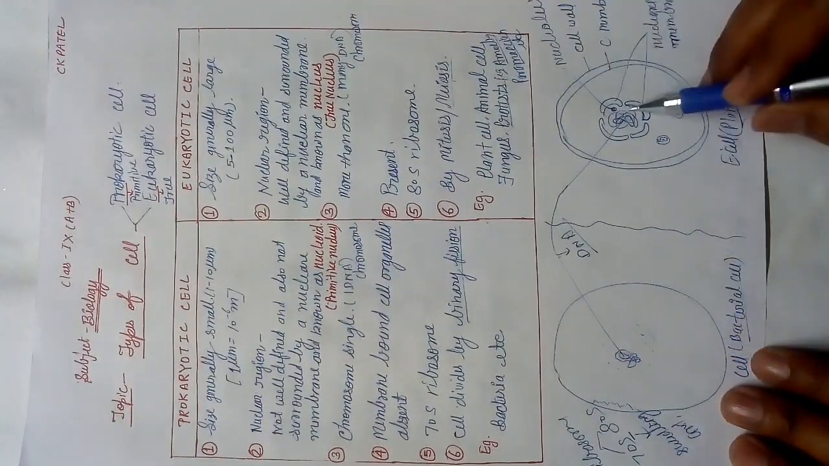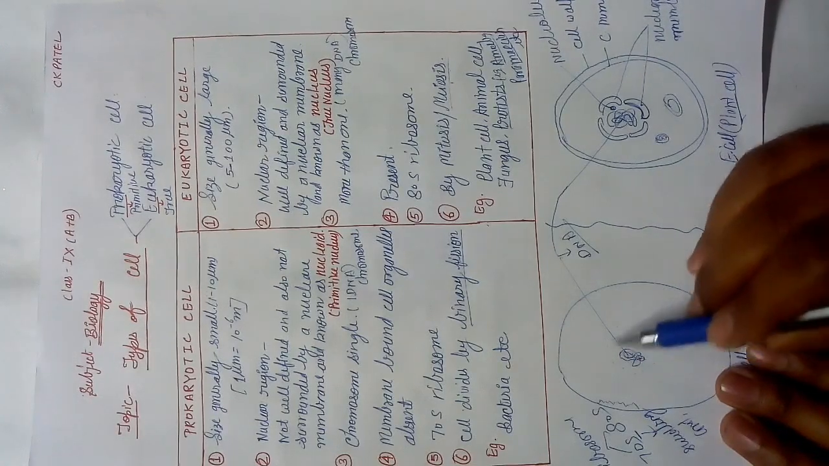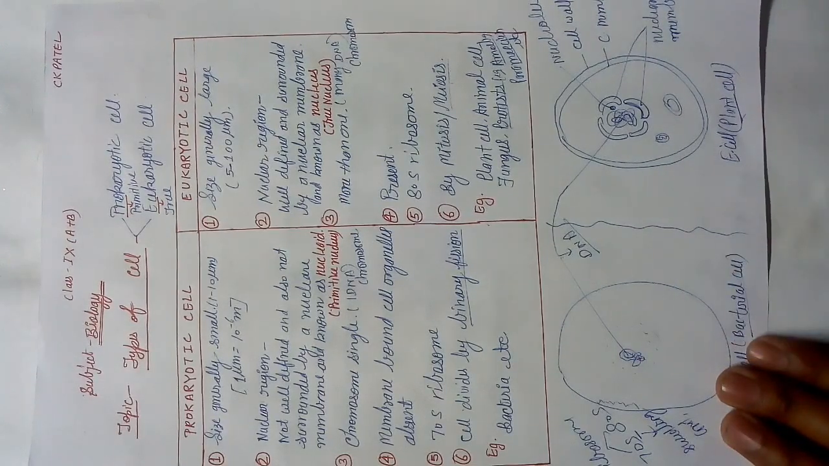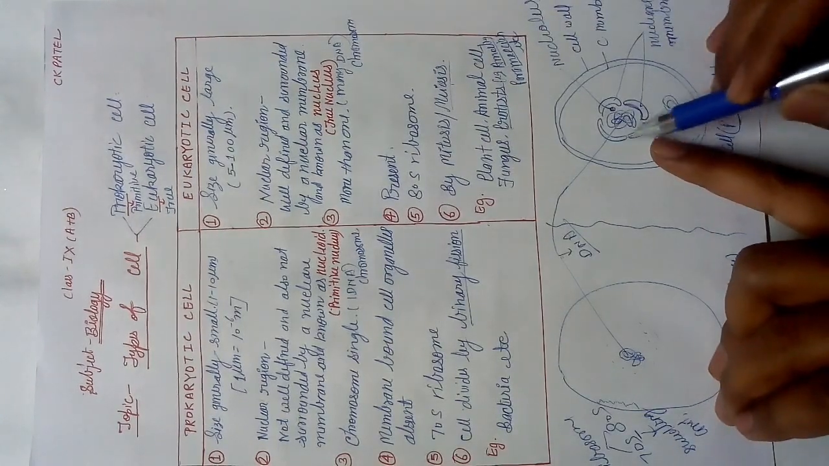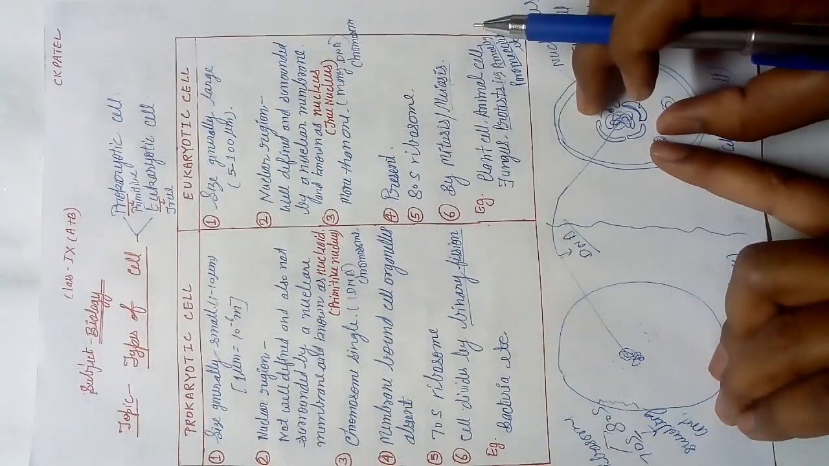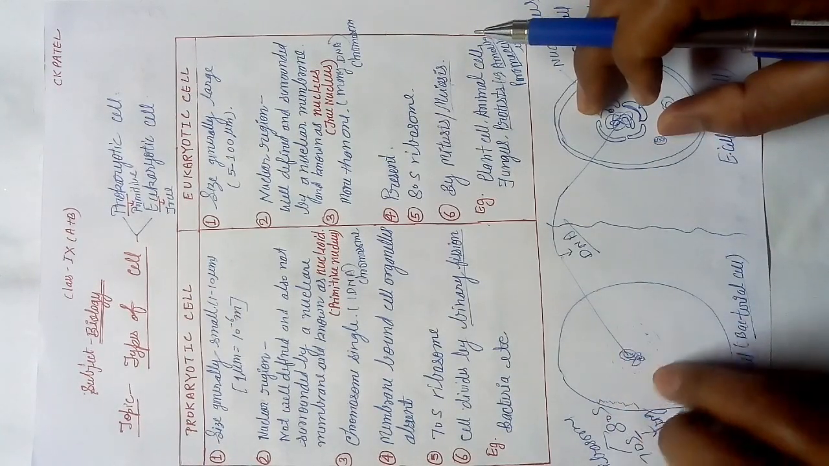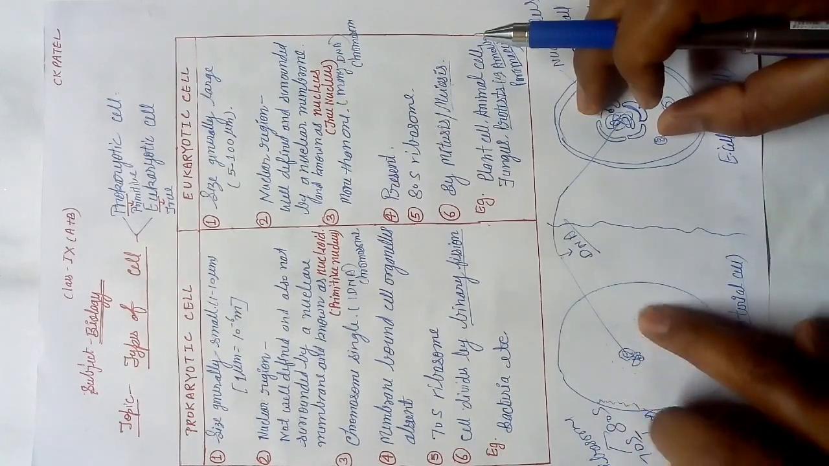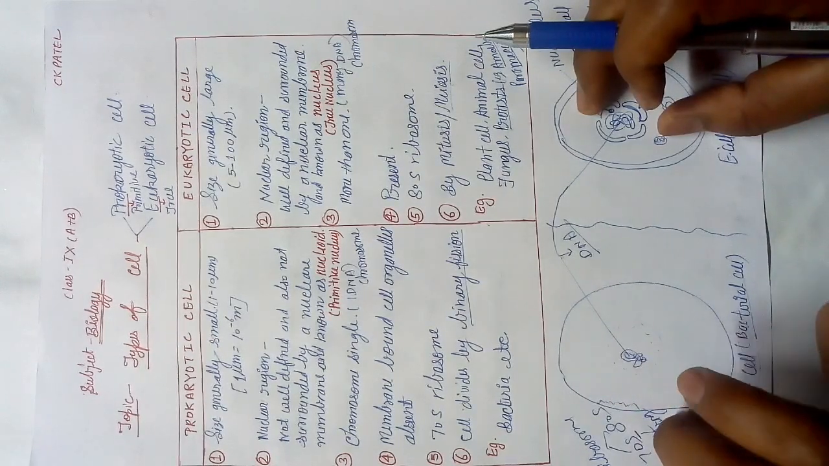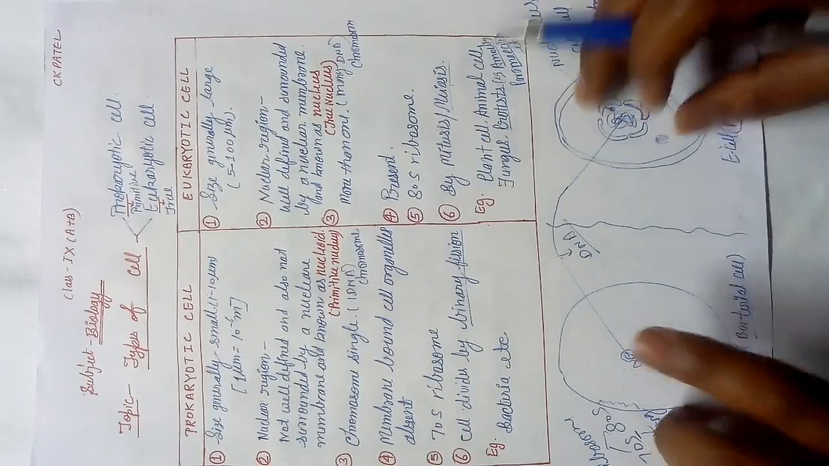DNA is there also. Okay, it is clear. When this DNA is surrounded by a membrane, then it is surrounded by a DNA membrane. This is called nucleus. Here also DNA is there, but not a membrane-bound structure, not surrounded by a membrane. Then it is called nucleoid.